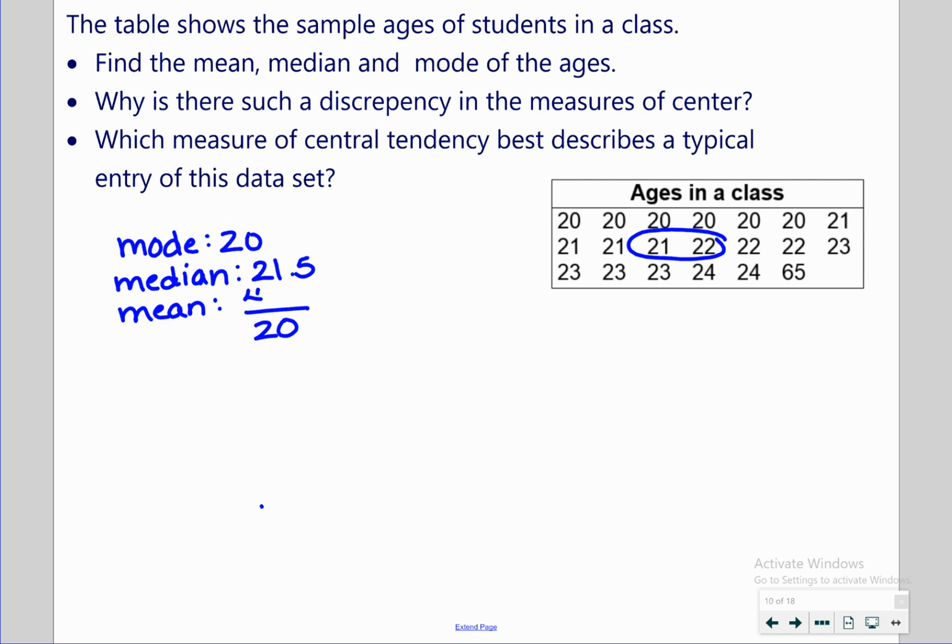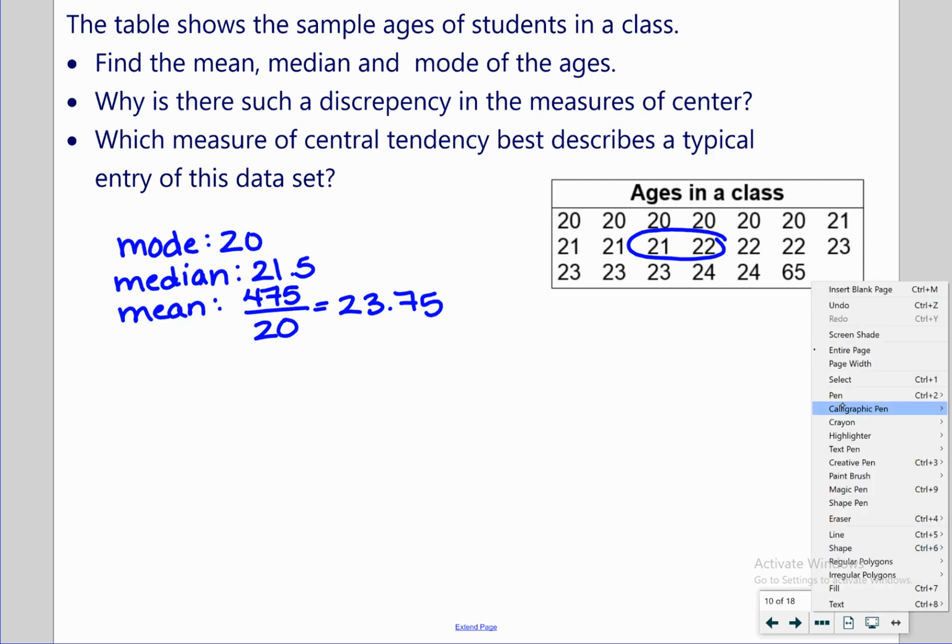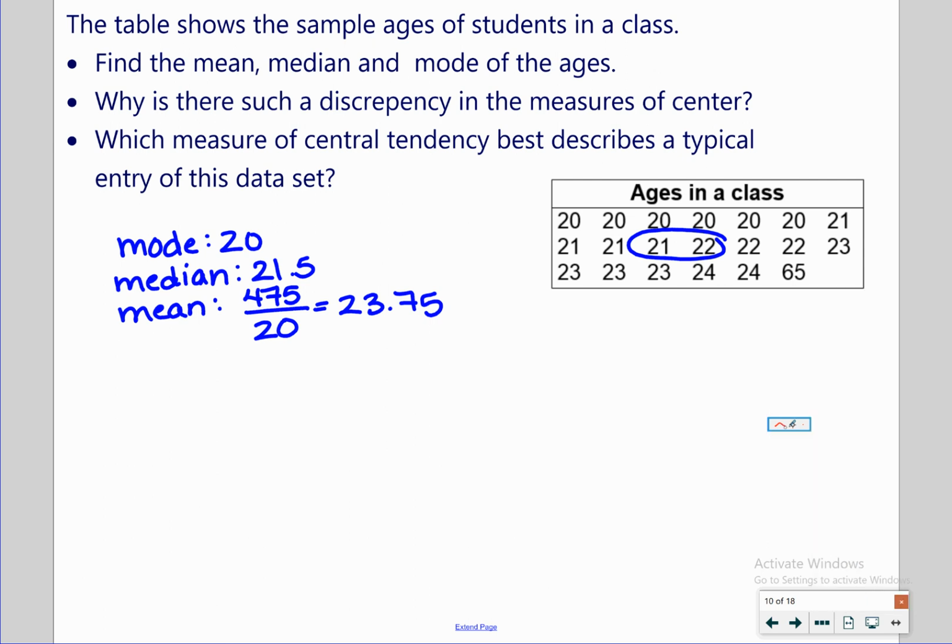I got 475 for my sum. Divide by 20, 23.75. Okay, so the question is, the mode and the median are pretty close to each other. The mean's quite a bit higher. Why is the mean higher?